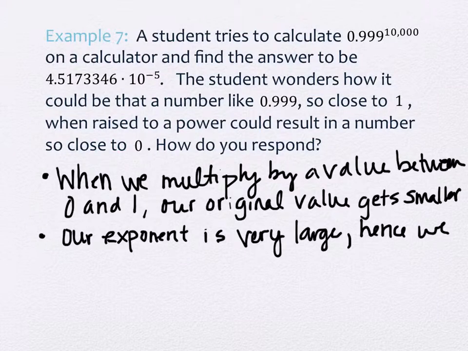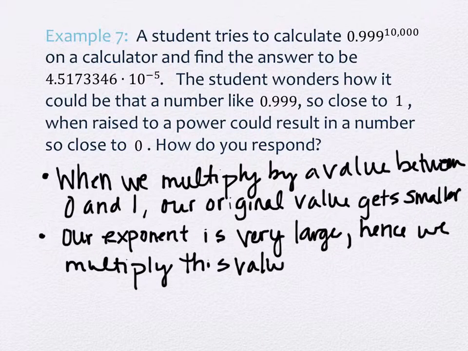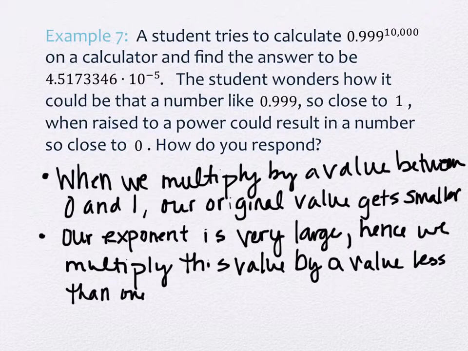Hence, we are actually multiplying this value by a smaller value. Now let's say by a value less than 1, 10,000 times. I'm not encouraging you to try this 10,000 times. I'm going to show you something different, I promise.